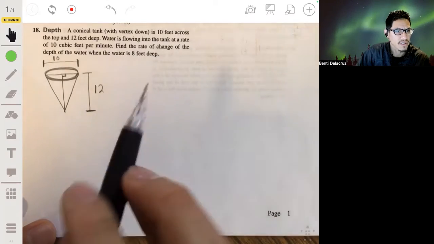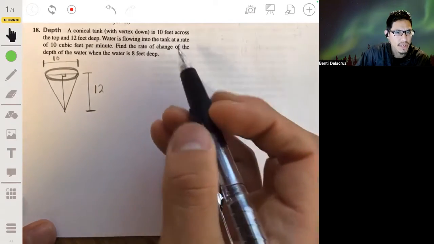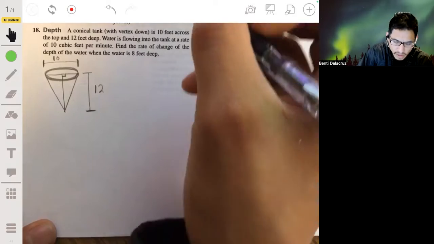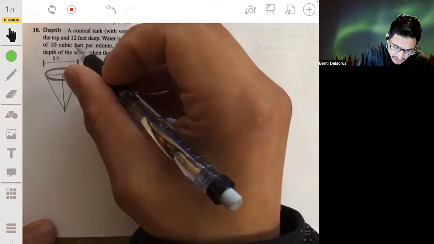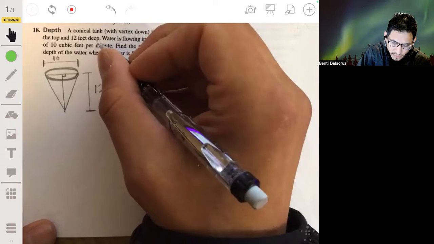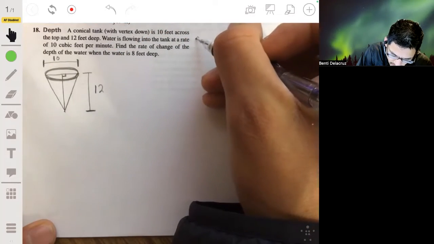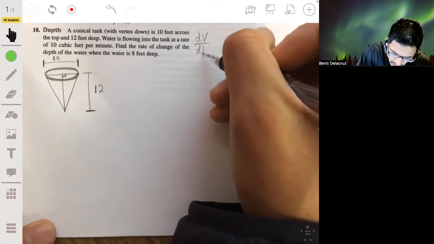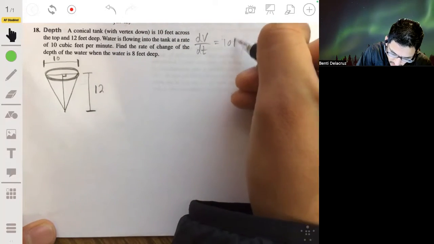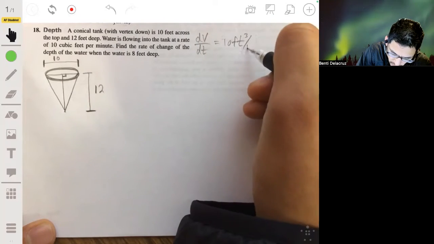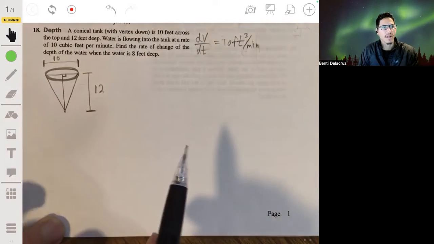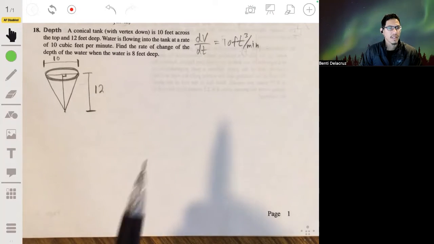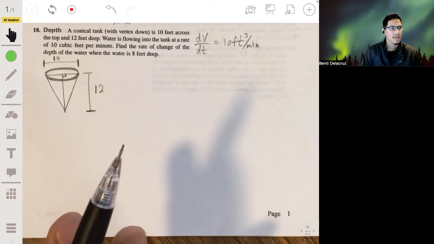And it says water is flowing into the tank at a rate of 10 cubic feet per minute. So we're told that the change in volume is 10 feet cubed per minute. So we're given dV over dt is 10 feet cubed per minute. So first identify what you're given and write it in calculus language.